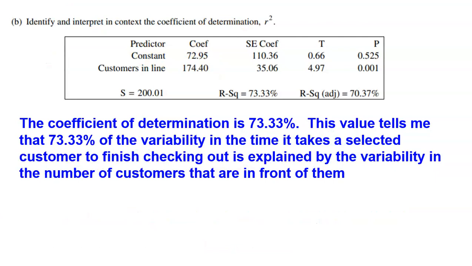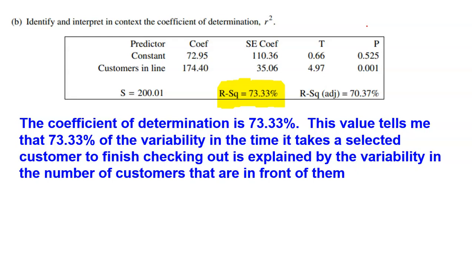Then it wanted me to identify and interpret in context the coefficient of determination, r squared. So here is the r squared value. It's literally r squared. So if you know about r, it's correlation. If you take the correlation squared, you get r squared. Now, this is a really cool number because it basically tells you how, for lack of a better word here, how interconnected these two variables are, number of people in line in front of you, and the time it takes to check out. So here's how we say it, though.